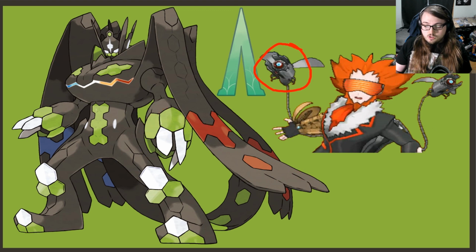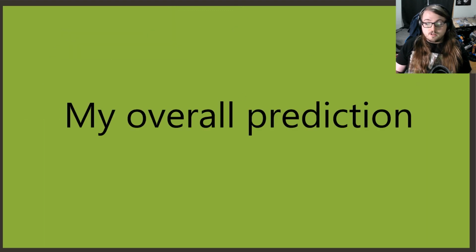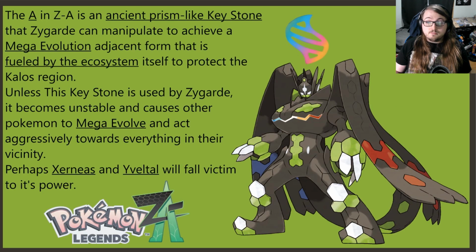So let's go on to my overall prediction of what I think the A in Legends Z-A is. Here it is, this is my final prediction. The A in Z-A is an ancient prism-like keystone that Zygarde can manipulate to achieve a Mega Evolution adjacent form that is fueled by the ecosystem itself to protect the Kalos region. Unless this keystone is used by Zygarde, it becomes unstable and causes other Pokemon to Mega Evolve and act aggressively towards everything in their vicinity. Perhaps Xerneas and Yveltal will fall victim to its power.